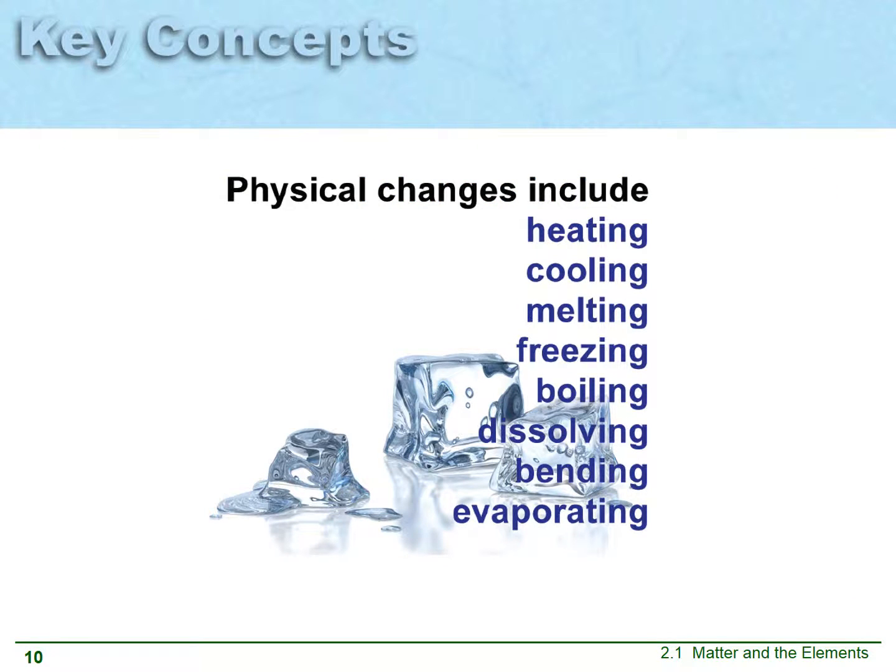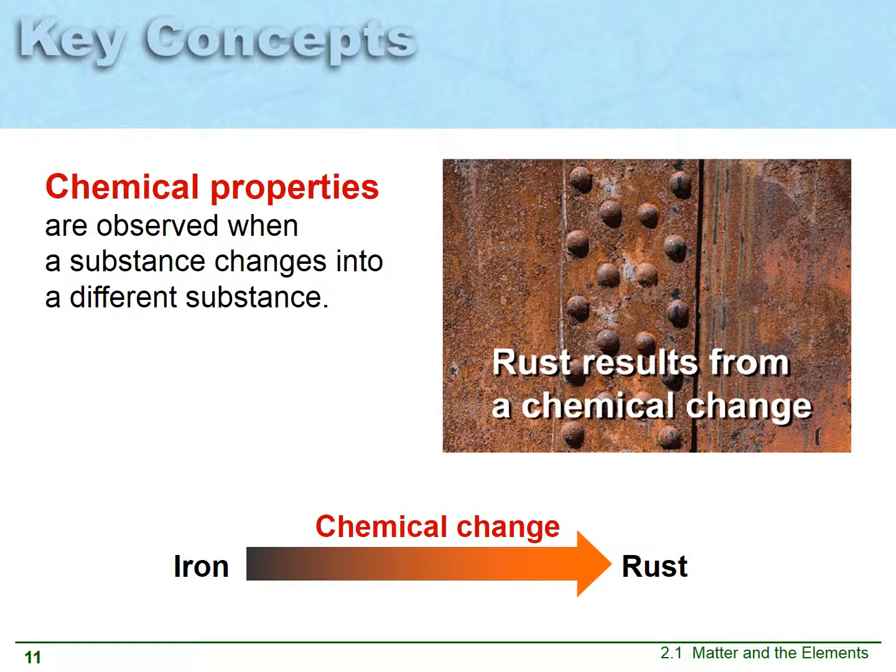Physical changes include heating, cooling, melting, freezing, boiling, dissolving, bending, and evaporating. Chemical properties are observed when a substance actually changes into a different substance. Iron rusting is a chemical change because the iron metal is turning into an iron and oxygen compound instead.